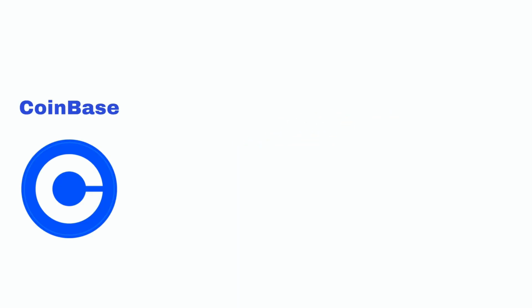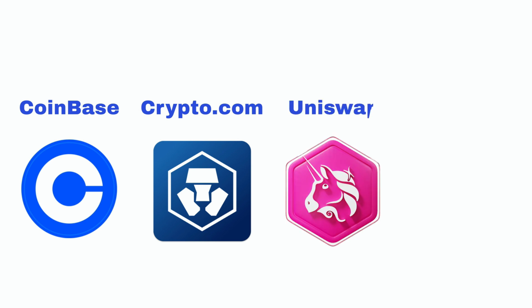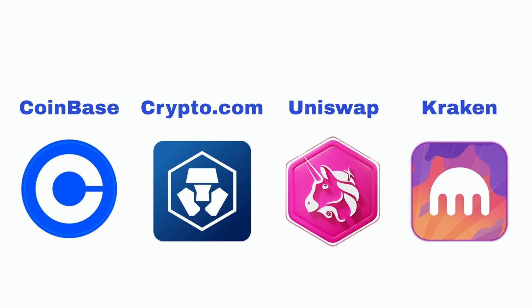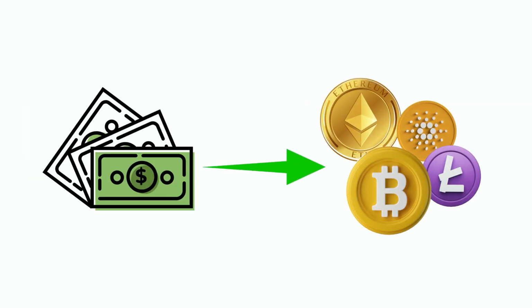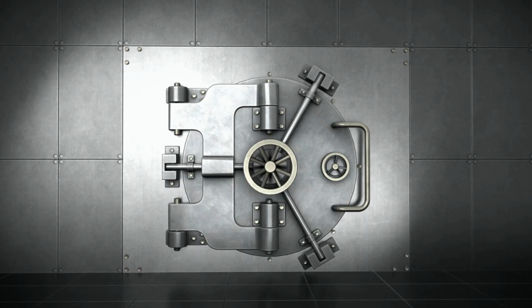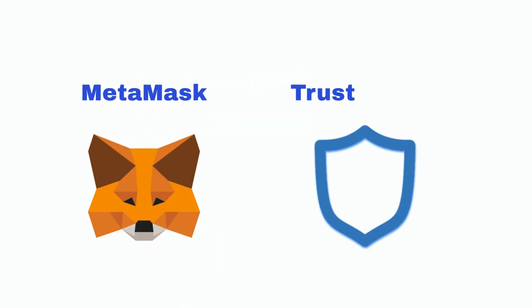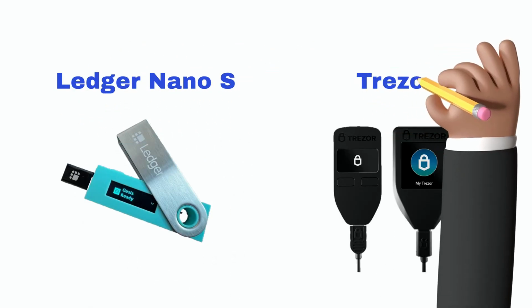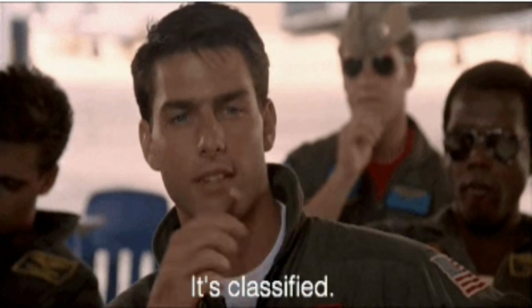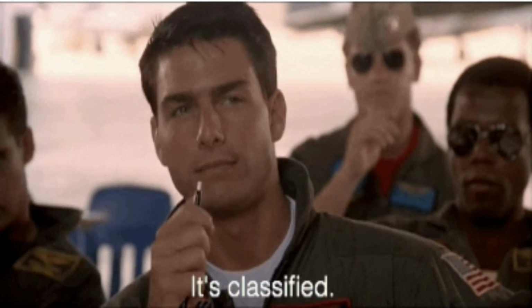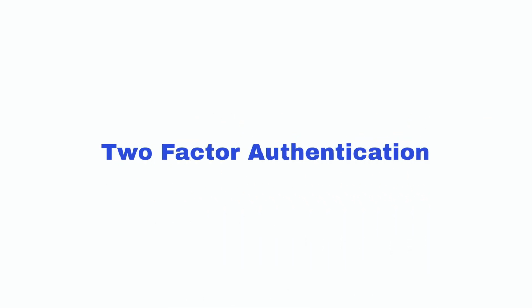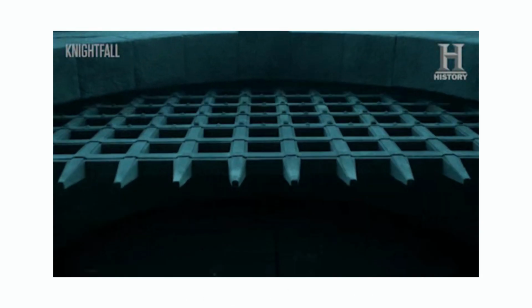That's it. You've used a specific crypto exchange like Coinbase, Crypto.com, or Uniswap to turn your regular money into digital coins, secured them in a digital wallet like MetaMask or Trust Wallet, or in a physical wallet like Ledger Nano S. Remember to keep your secret code safe and be cautious with your investments. Consider using extra security measures like two-factor authentication to keep your investments secure.